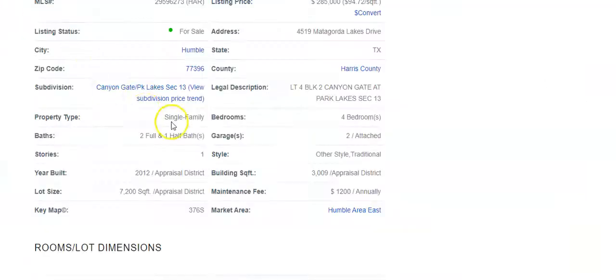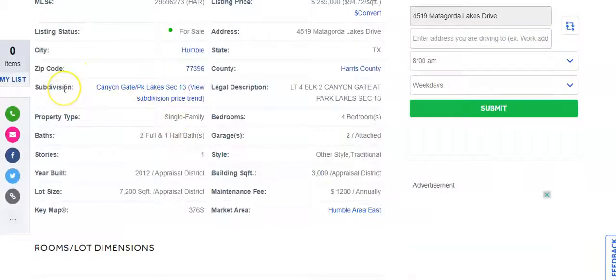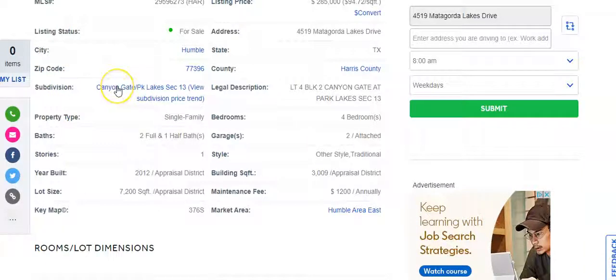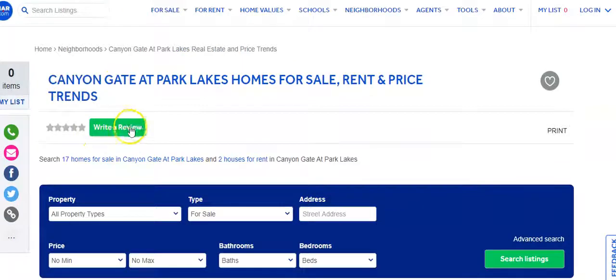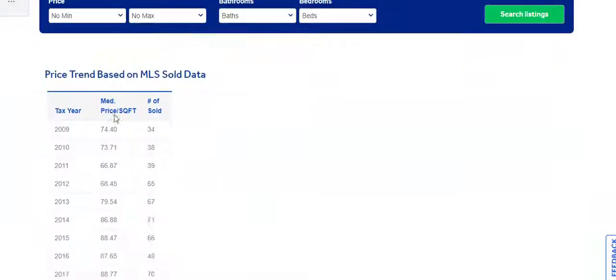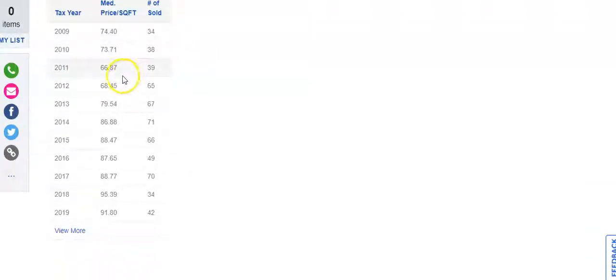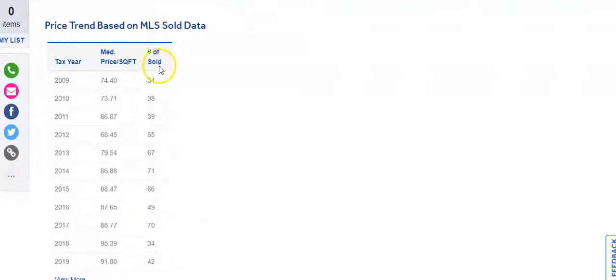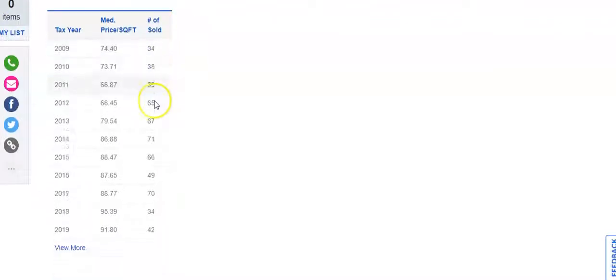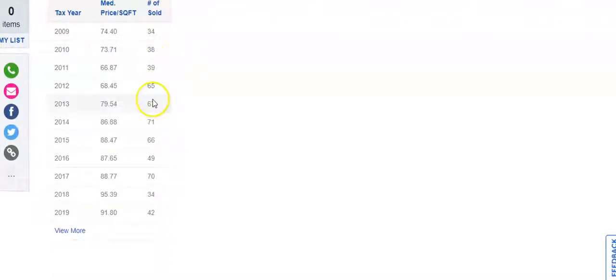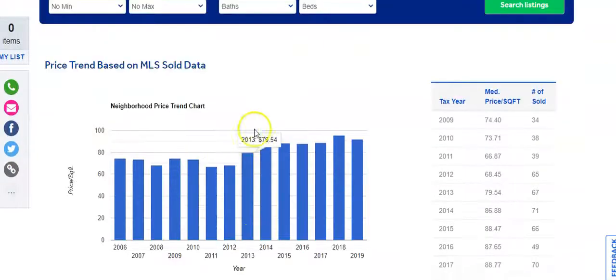We're going to go back. You can also click on the subdivision. And you can also write a review about the subdivision, and it'll give you the price trends based off of sold properties since 2009. So it'll tell you how often the properties in this area have sold, number of units sold, 34, 38. So you can see over time the highest number of homes sold in the area.